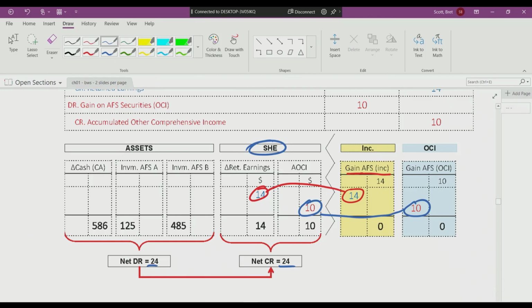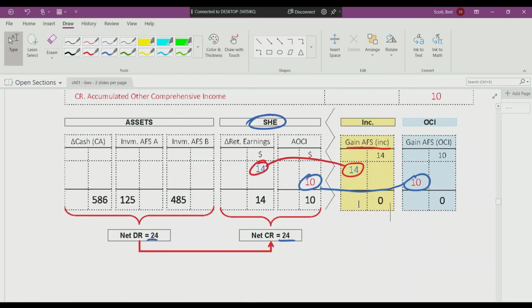But from an accounting perspective, we are saying specifically those are AFS securities and those are unrealized gains, so we need to put those into AOCI. And that's what we're doing here. AOCI is essentially the accumulation of any type of OCI on the income statement. That's why it's called AOCI. It's just temporary for us.